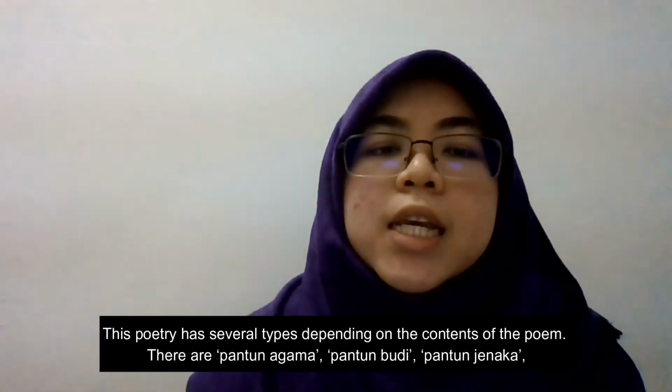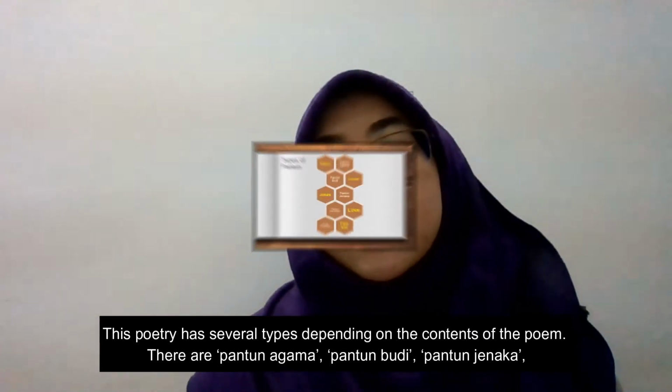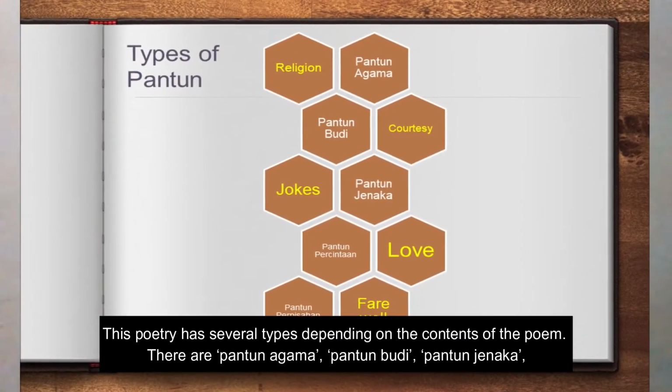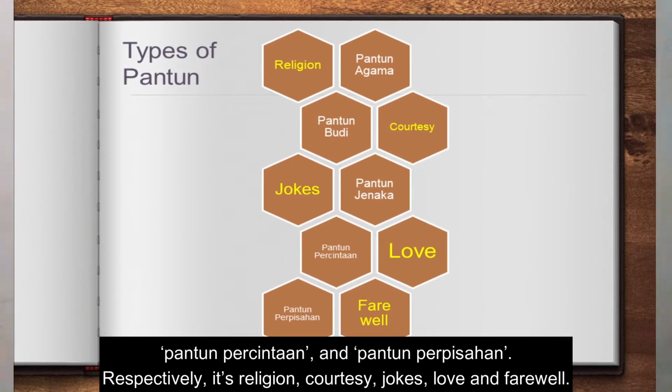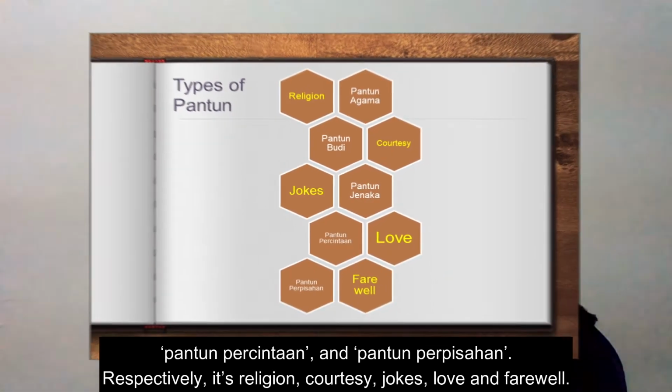This poetry has several types depending on the contents of the poem. There are pantun agama, pantun budi, pantun jenaka, pantun percintaan, and pantun perpisahan. Respectively, it's religion, courtesy, jokes, love, and farewell.